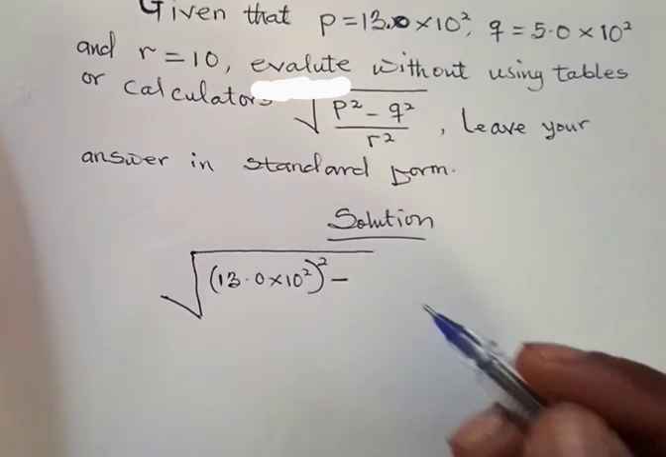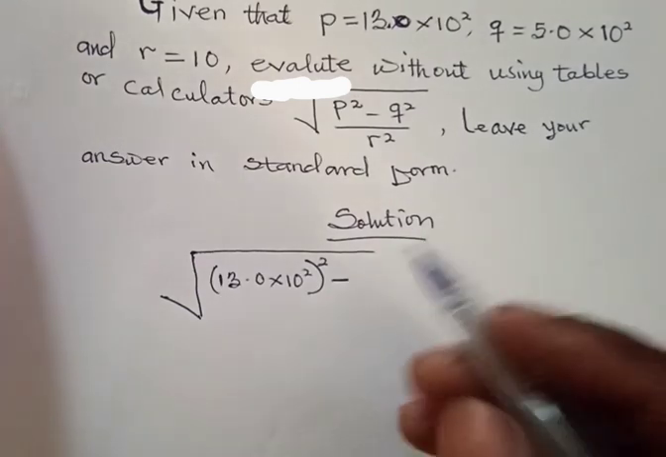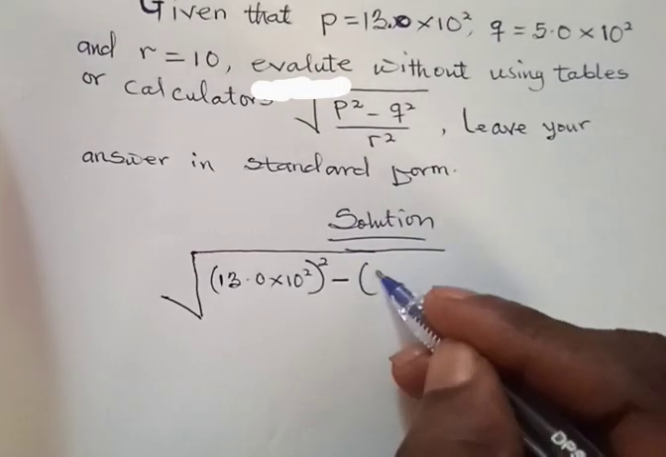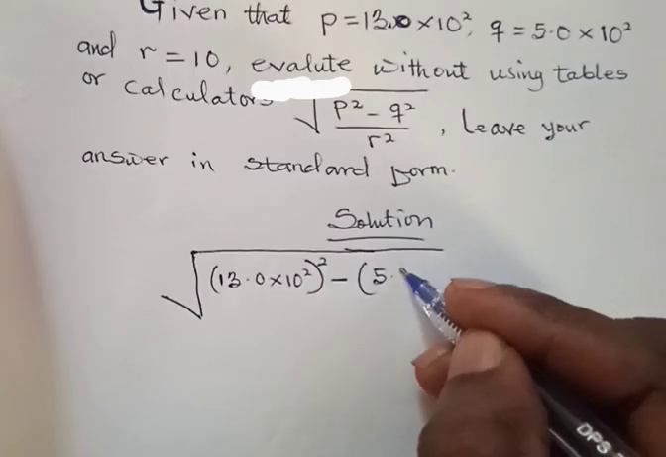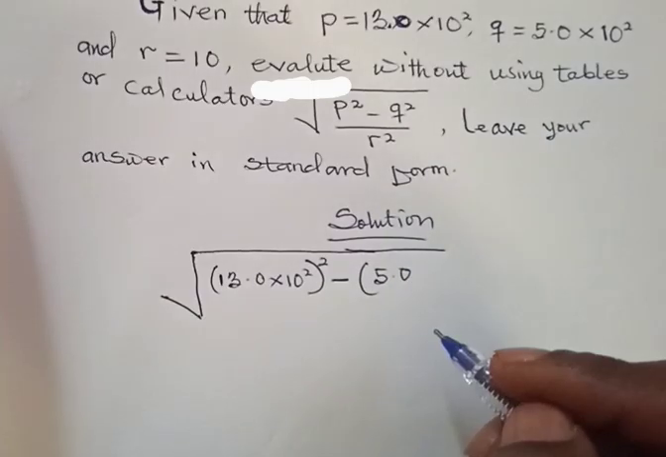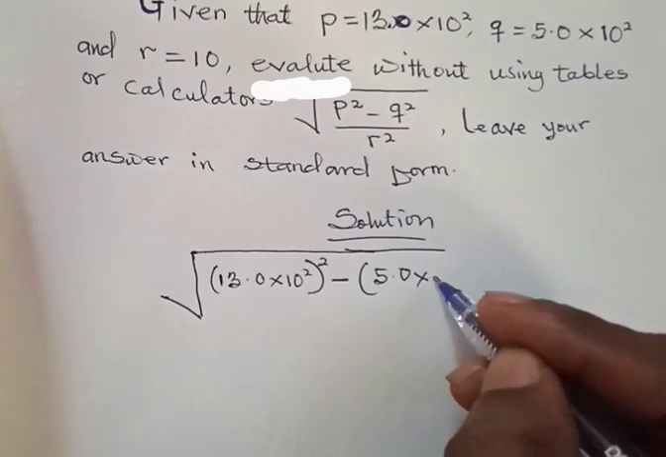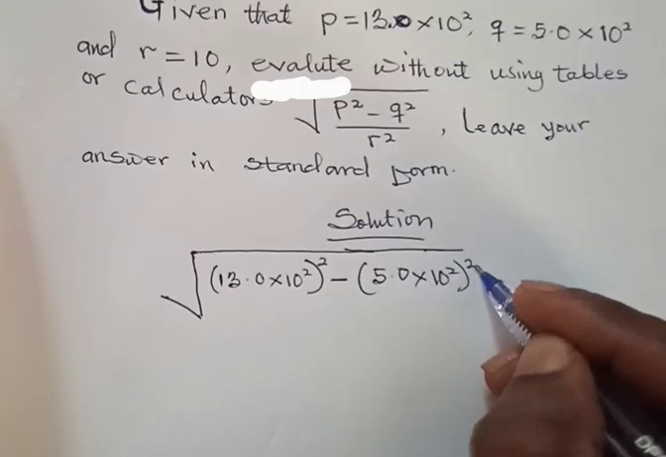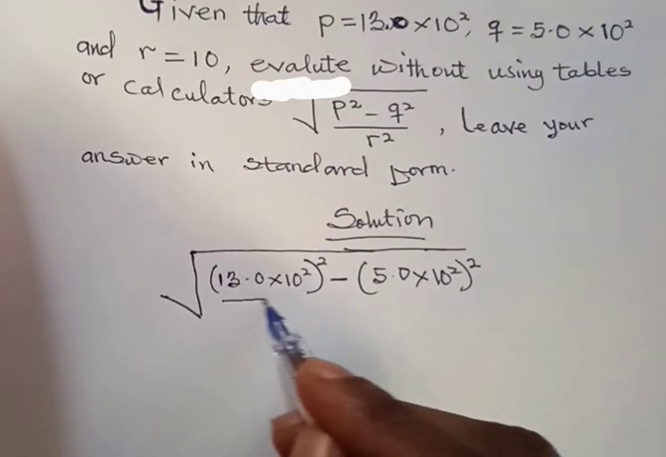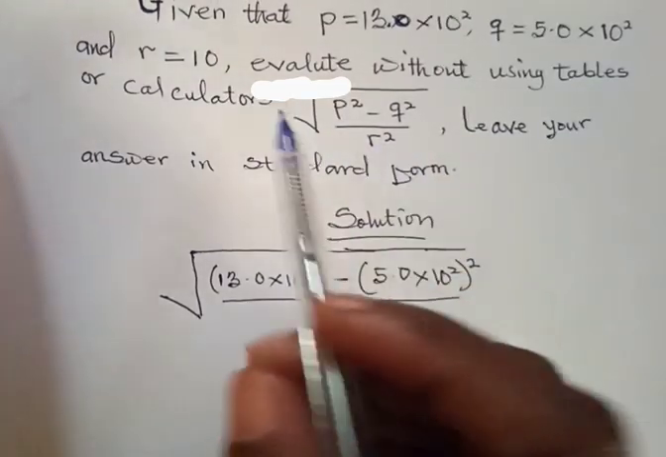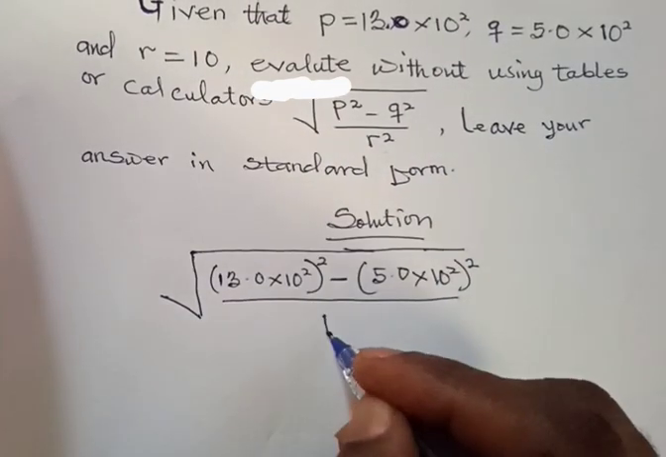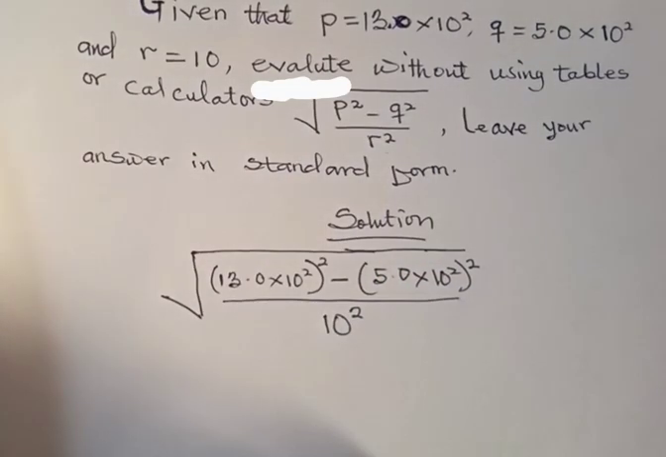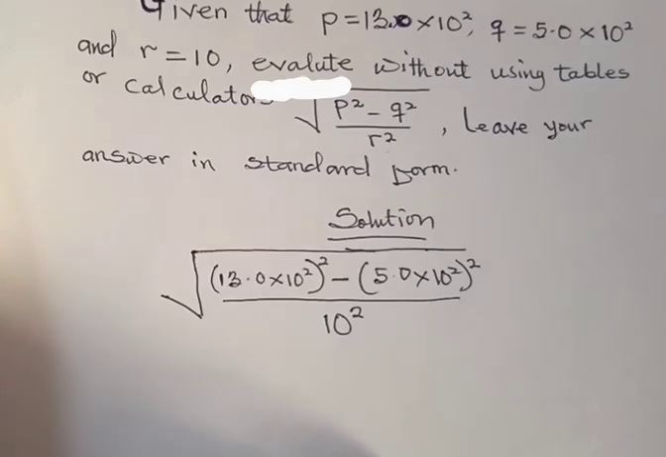Minus. Then Q is also given as what? So we are giving Q as 5.0. Okay. Times 10 exponent 2. And that one too must be squared. Have you gotten that? Divided by R. My R is given in the question as 10. So I'll put my 10 there. And we are also saying we should square that. So my square is here. Have you gotten that? Great.